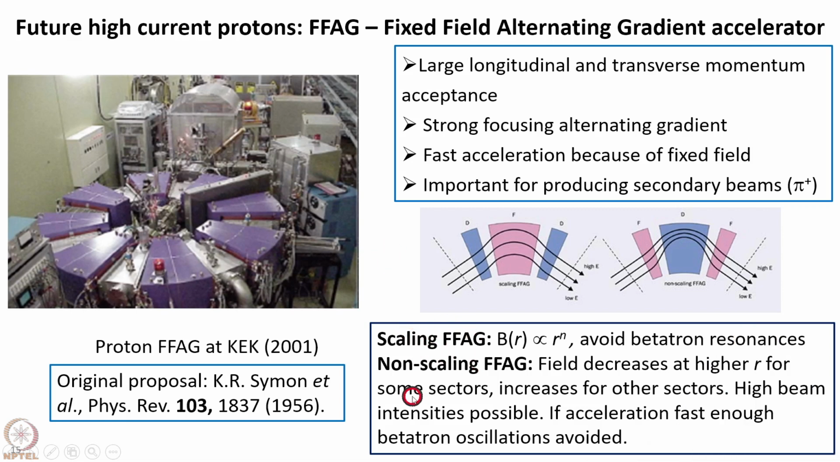And then there are again two kinds of FFAGs, where you have a magnetic field which goes like a power of radius. That way you can avoid certain resonances that take away the beam. But you can have non-scaling ones, and I think this is the one which is more popular, where the field decreases at the higher R for some sectors, increases for some other sectors. So this is like an alternating gradient synchrotron. So you have focusing and defocusing, but overall you can have focusing. So you have very high beam intensities possible, and if acceleration is fast enough, even these betatron oscillations are avoided.